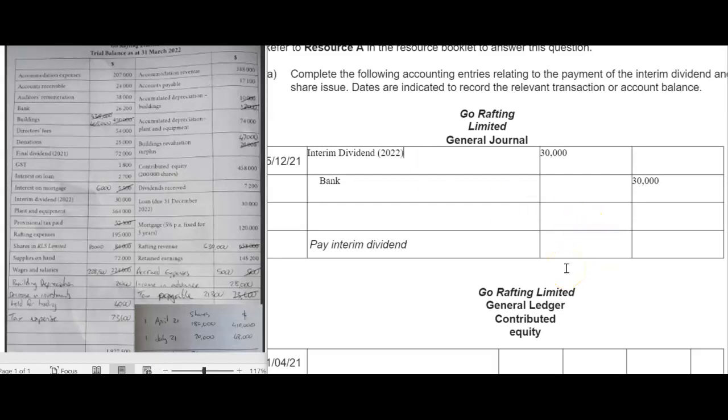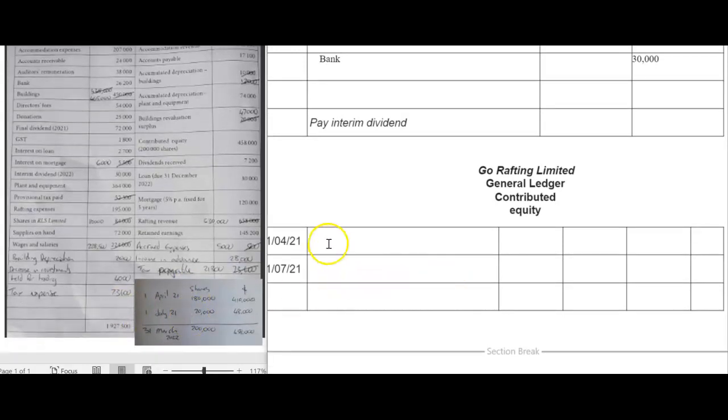Question 1 done. Part B is to do the contributed equity ledger. So really we're following this bit that we've got down the bottom here. It tells us that our opening balance at the start of the year, which is this one here, we had 410,000. And put CR there as the credit balance.